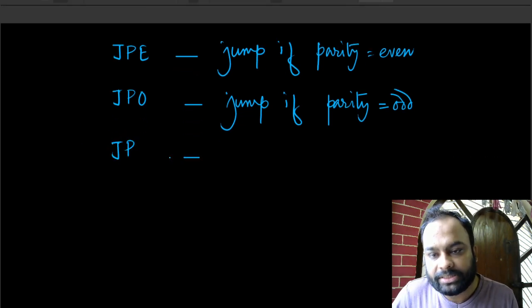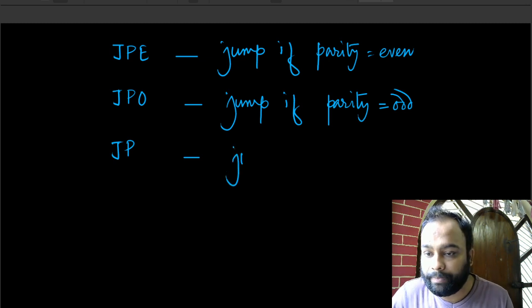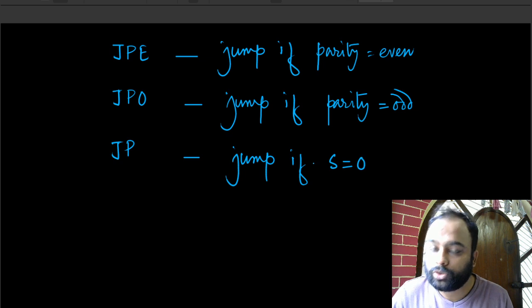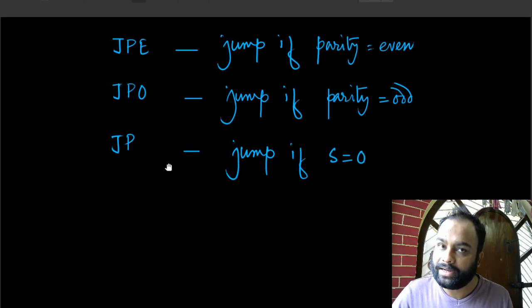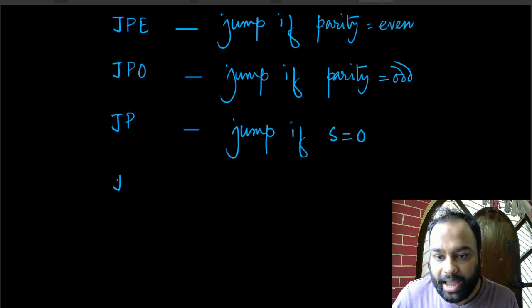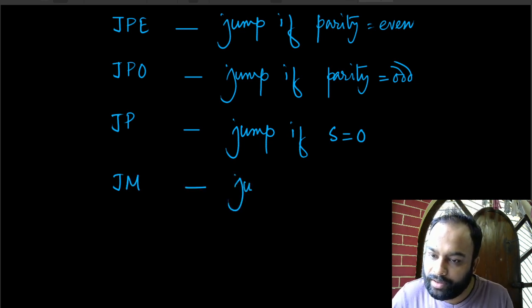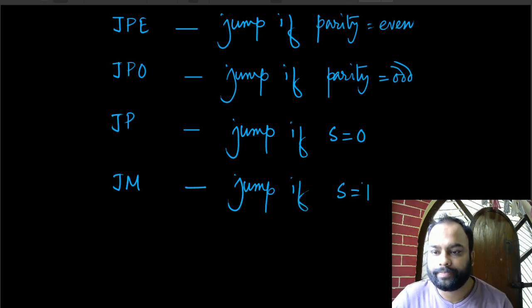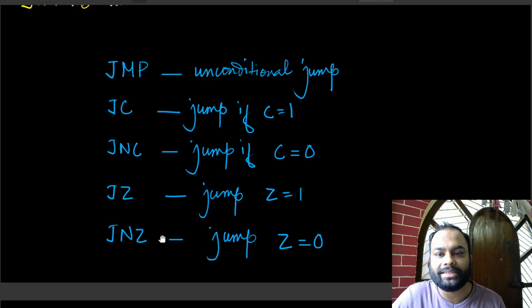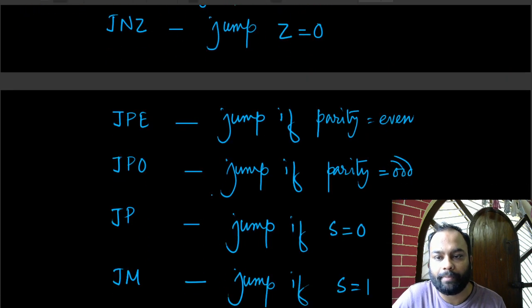JP stands for jump positive, so jump if the sign flag is 0, so the result is apparently positive, then jump positive. And JM stands for jump minus, so jump if the sign flag is set. So these are all the jump instructions in the 8085 microprocessor.